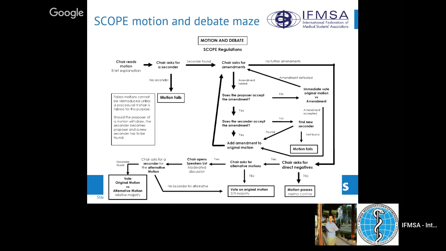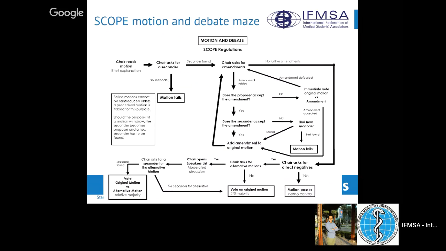The first thing is that the chair reads the motion and asks the proposer to give a brief explanation of it. After that, the chair asks if there is a seconder for the motion. The motion is proposed by someone, either the SCOPE international team or an animal with voting rights. But there needs to be a seconder for every proposed motion, so another animal has to second it. If there is no seconder, the motion fails automatically. If a seconder is found, we move on to the next step.